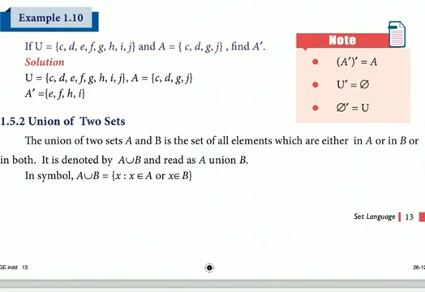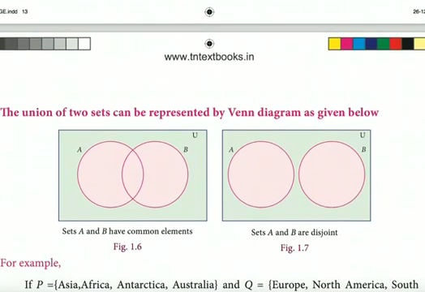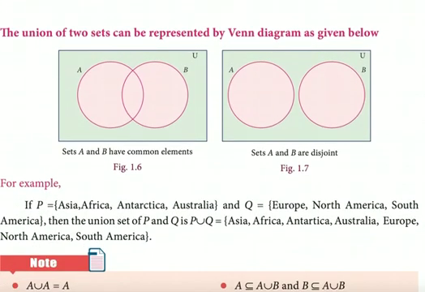Union of two sets. The union of two sets A and B is the set of all the elements which are either in A or in B or in both. It is denoted by A union B, read as A union B. In symbols, A union B equals {x : x belongs to A or x belongs to B}. The union of two sets can be represented by a Venn diagram as given below.